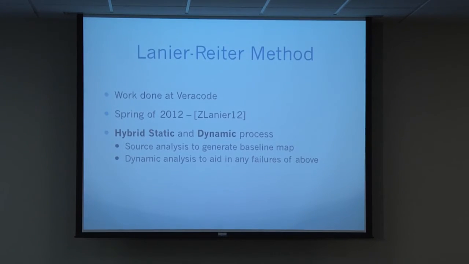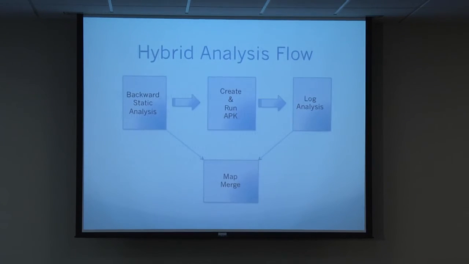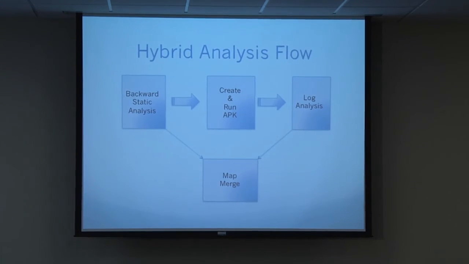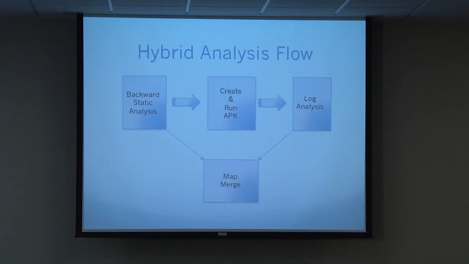The work done by Zach Lanier and myself was in spring of 2002. And basically, it's a hybrid static and dynamic approach. We use source analysis to get a baseline map. And then we generate all these APKs with no permissions in manifest.xml and try to run that and harvest the logs in order to determine what we had missed from our static analysis approach.